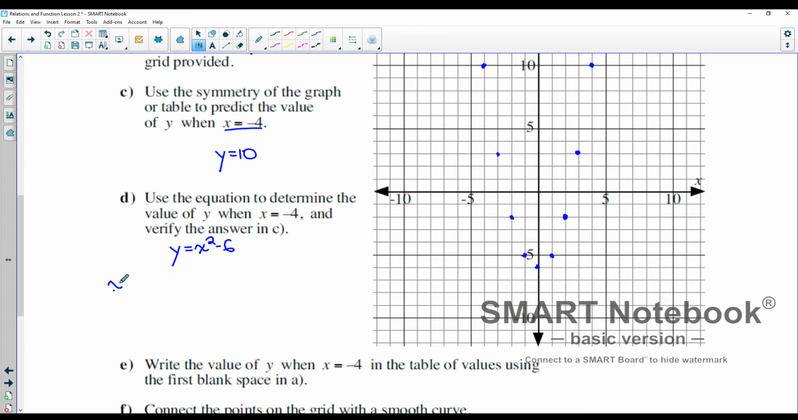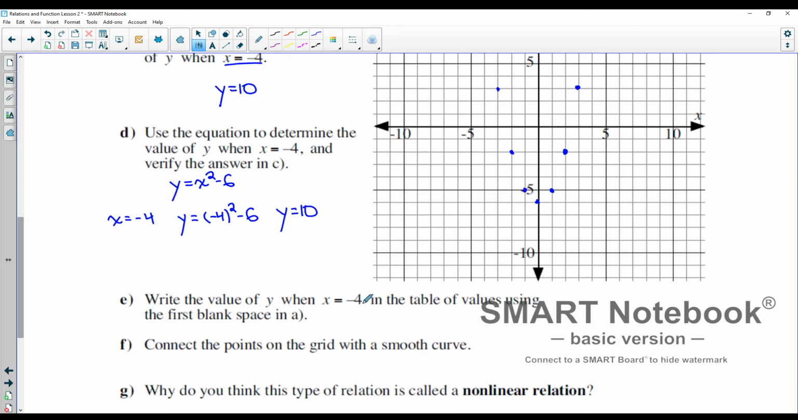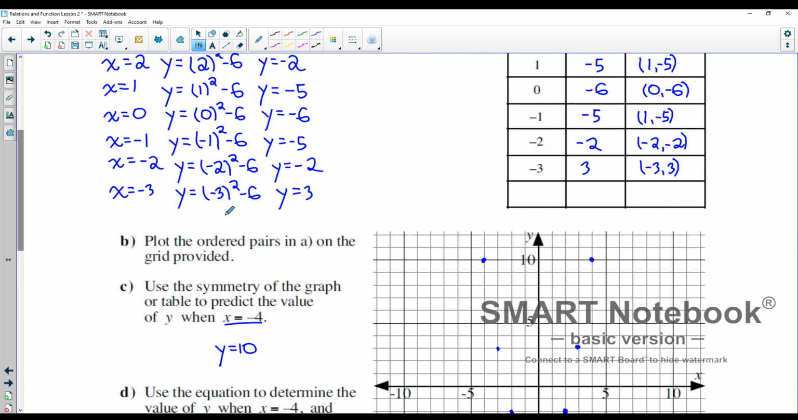So if x is equal to negative 4, and we plug it in here, we'd have y is equal to negative 4 all squared minus 6. So that would be negative 4 times negative 4 would be positive 16. Minus 6 would indeed be positive 10. So it is confirmed. E just wants us to write that in the blank on the table. Okay, so this means when x is negative 4, y is going to be positive 10. So let's go up here and I'll write that. When x is negative 4, y is positive 10, negative 4, comma 10.